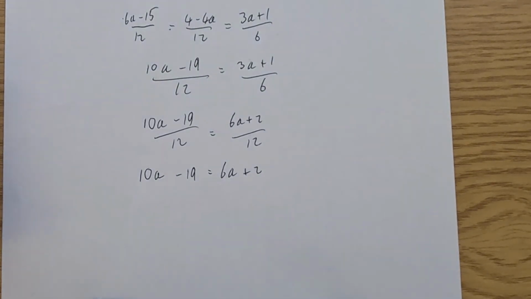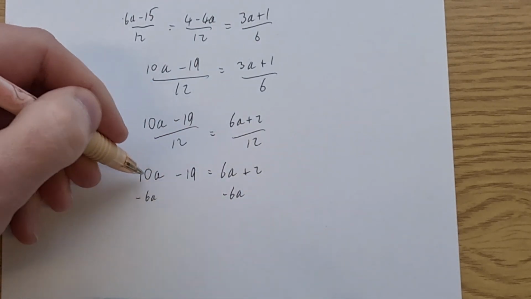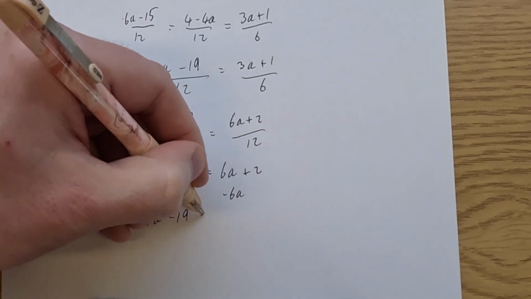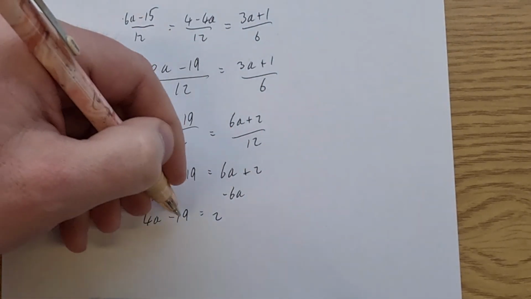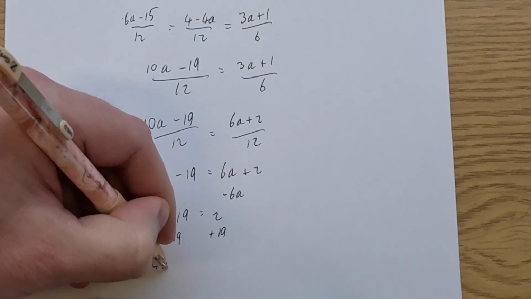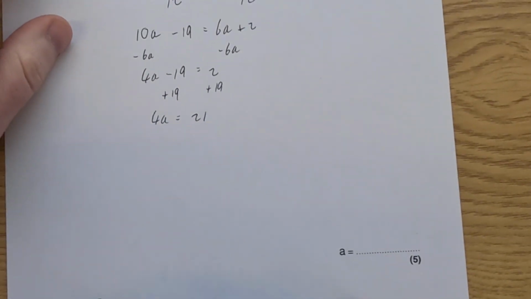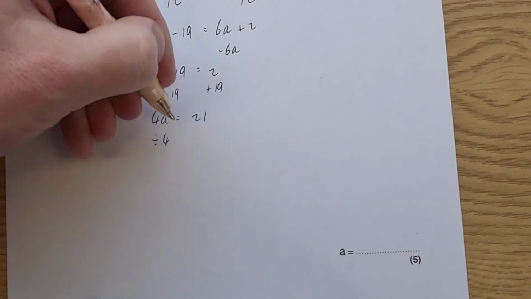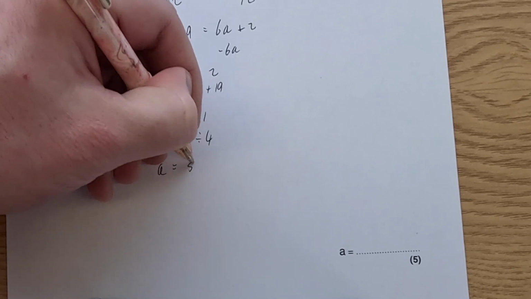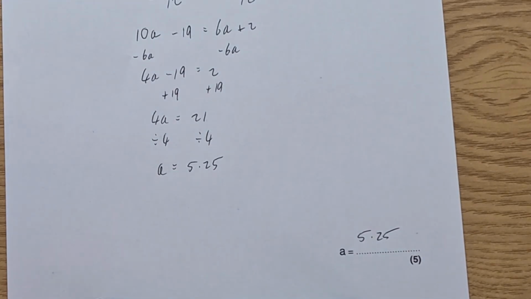So I'm going to take away 6a from both sides. So take away 6a and take away 6a. On the left-hand side, we'll be left with 10a take away 6a, that's 4a, minus 19 is equal to 2. Let's now add 19 to both sides, so add 19 and add 19. So that'll give us that 4a equals 21. And then finally, divide by 4 and divide by 4, we get that a is equal to, and 21 divided by 4 is 5.25, or 5 1/4. So a is equal to 5.25. And that's it, we're done.